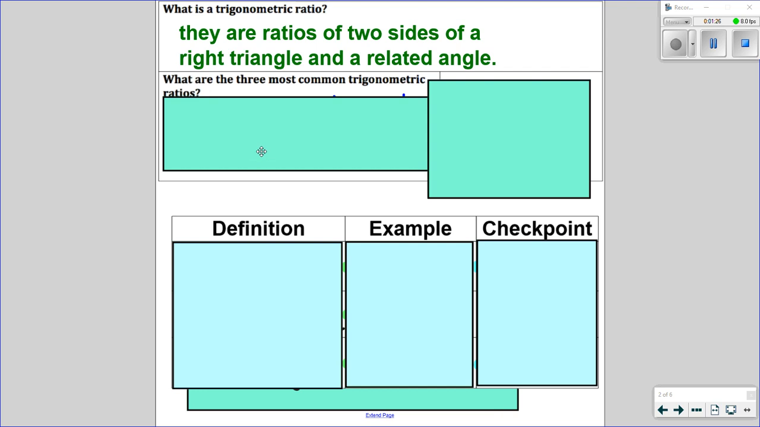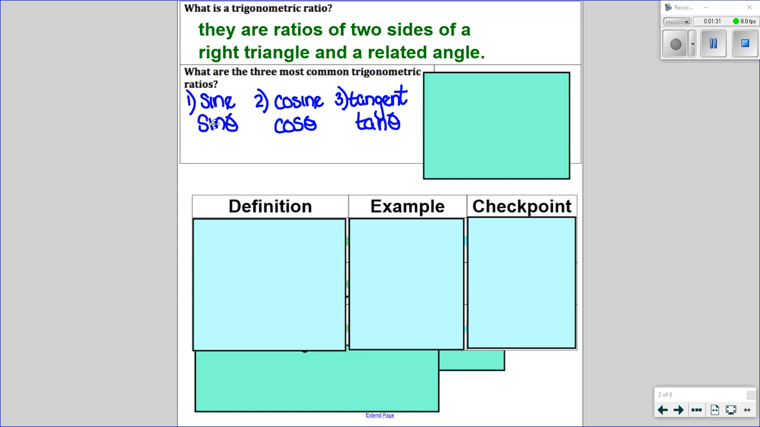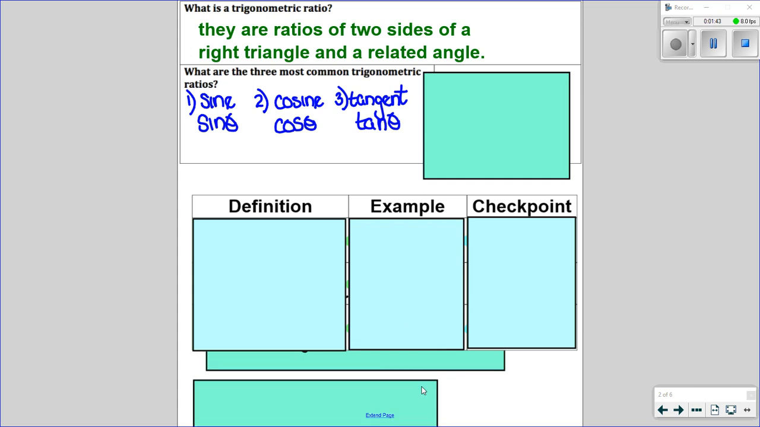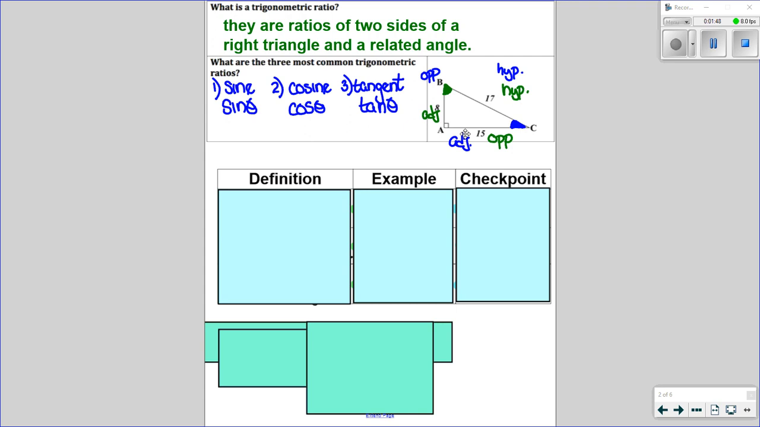The three most common trigonometric ratios are sine, cosine, and tangent. You usually see a theta symbol with them. Theta is a Greek symbol meaning angle. When you are looking at it in the diagram itself, you'll see you have a right triangle with three angles, and one of them always has to be the right angle, which would be 90, and then you have the two other angles.